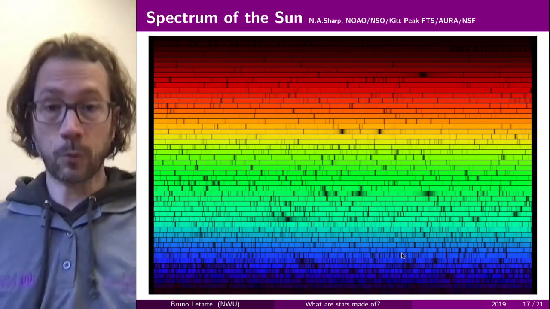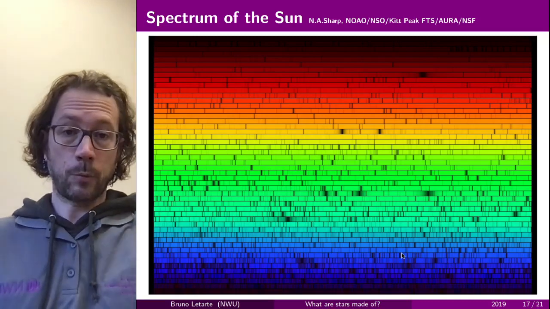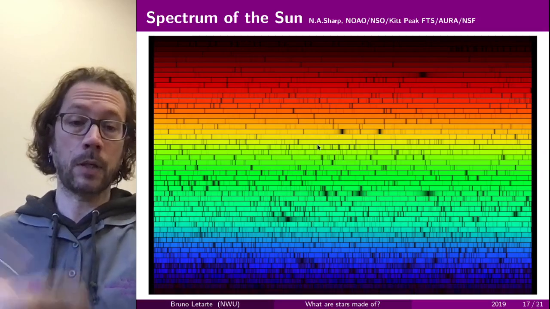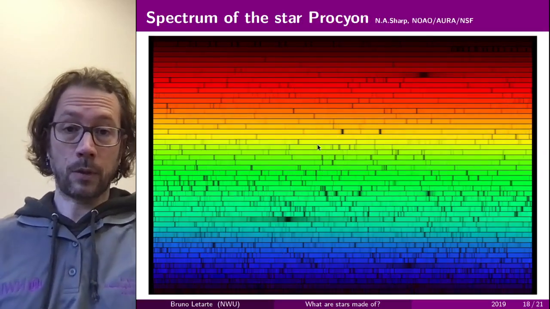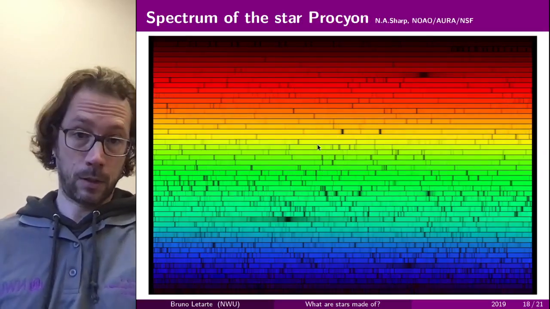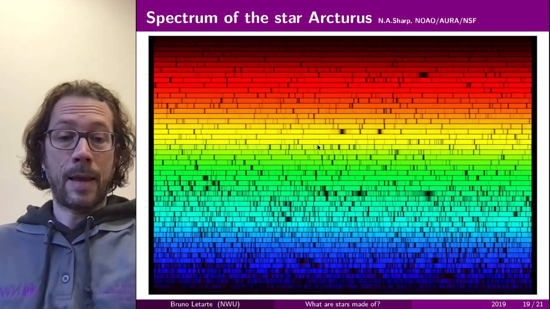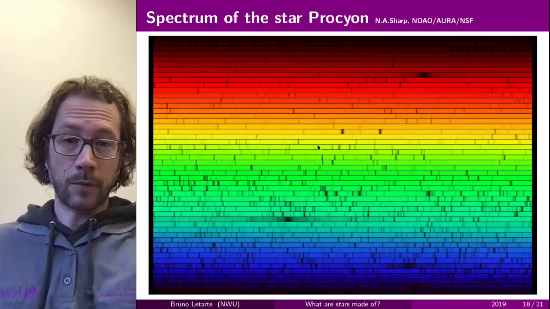Well, this is a full spectrum of the sun taken with a proper instrument. You can see here the sodium lines. It's a doublet actually, so two sodium lines. And we can compare this with other stars. This is Procyon, another star in the sky, and this is Arcturus, another star. And I'm going to flick through all of them.